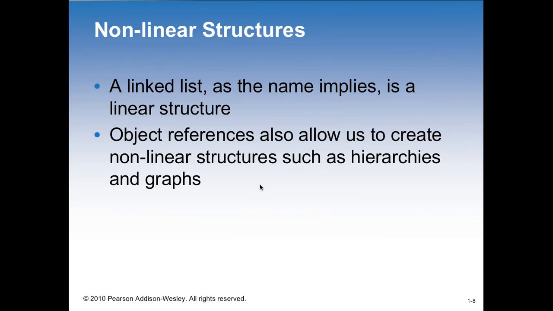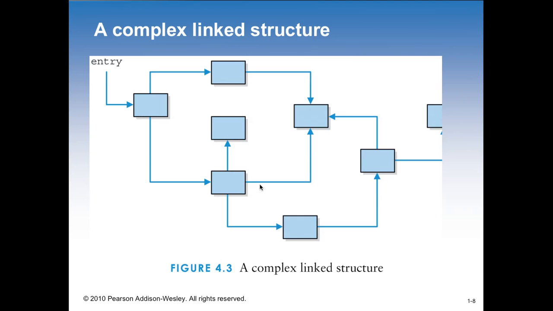If you used it for linear, you'd basically be creating an array-based implementation without using arrays. Here's an example of a complex linked structure where we've got, looks sort of like a map actually. And I'm going to talk about maps later, trees later. These are all classic data structures that you run into. It's just different ways of representing the data in a non-linear fashion.